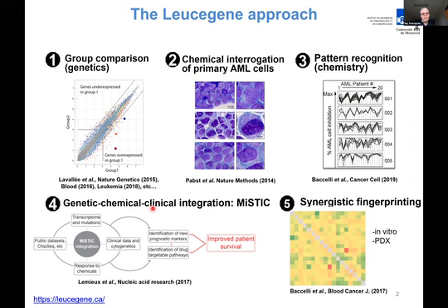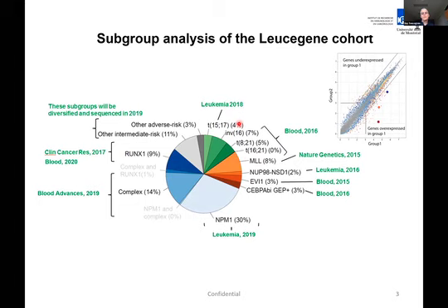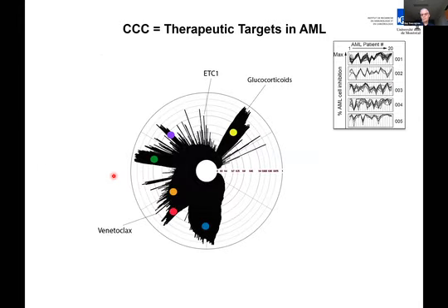And the last pillar is really the ability to integrate all of the genetics, the chemical interrogation, and the clinical data into a suite that we initially call Mystique, where we basically can query at any time the gene response to a compound, or the clinical data around mutations, or around the combination of a mutation and chemical response.